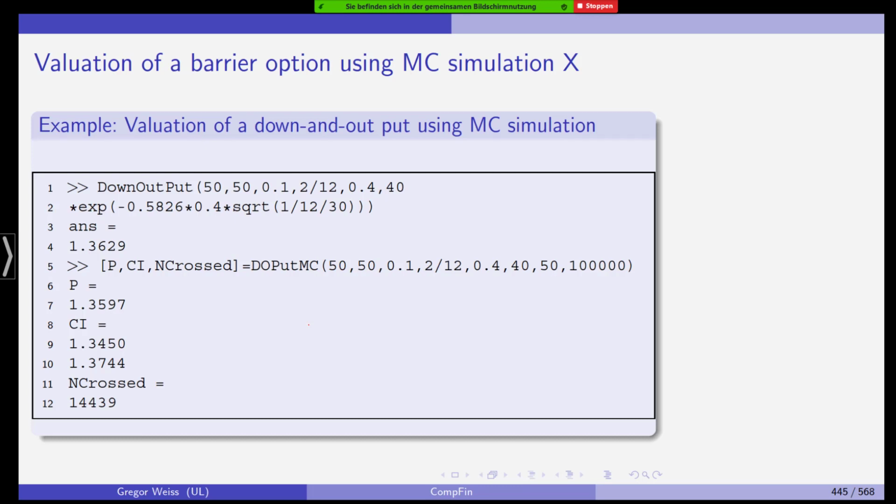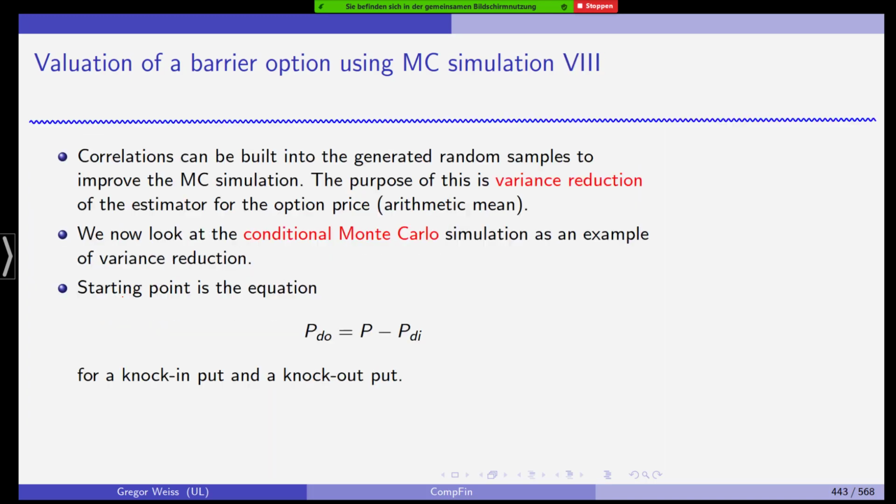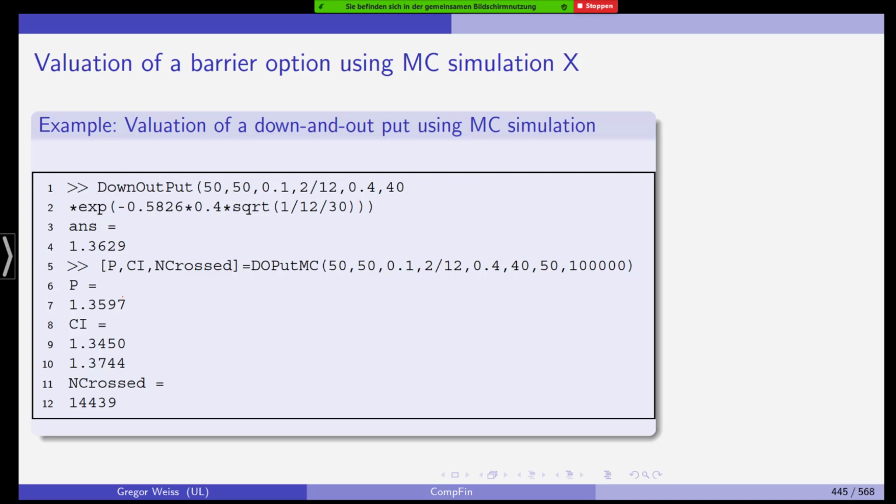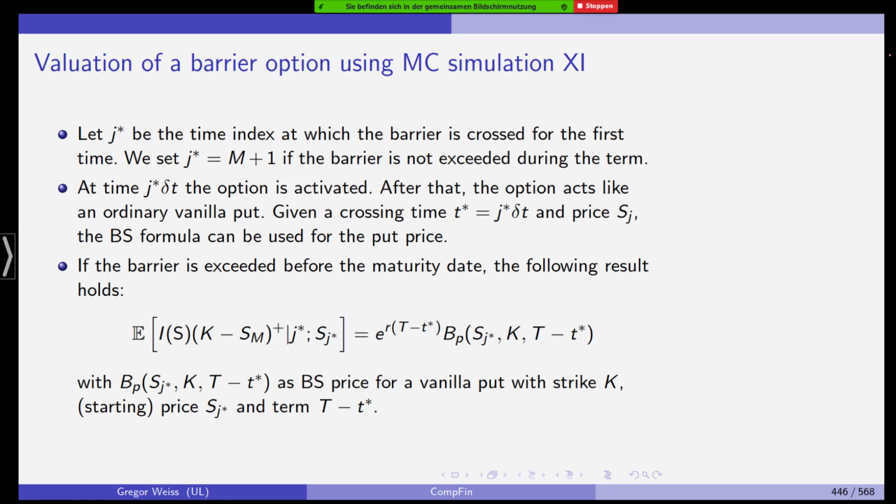Now let's use this in MATLAB. The down and out put, MC, if we insert all of this, gives us this price. Let me just check, actually this slide is in here twice. Okay, I have to correct that. So, getting back to the down and in put.